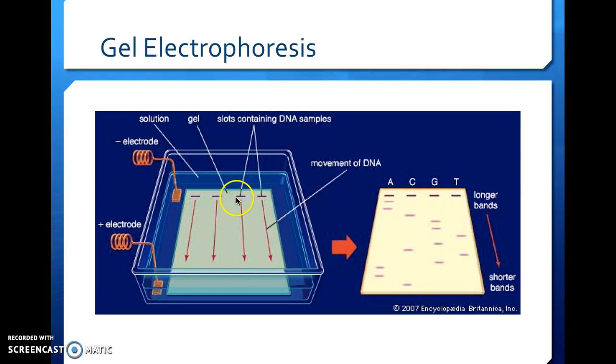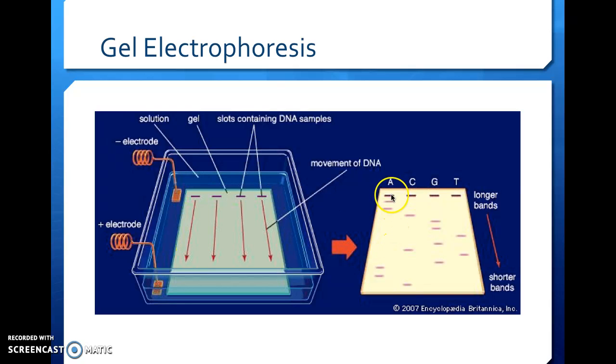Here are the slots where we place our DNA. Typically, you're going to have a slot of a known solution. Then you're going to have slots here that contain your DNA sample that you're testing. And you're going to turn on the electrode, and the DNA is going to move according to whether or not it is negatively charged or not. DNA is negatively charged, so it'll move towards the positively charged electrode.